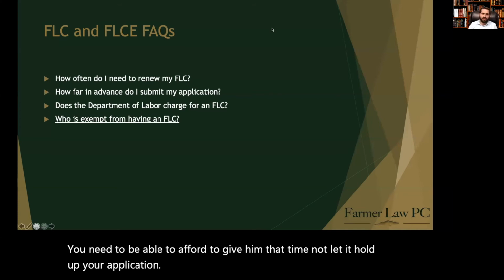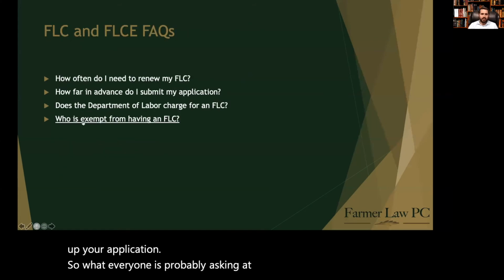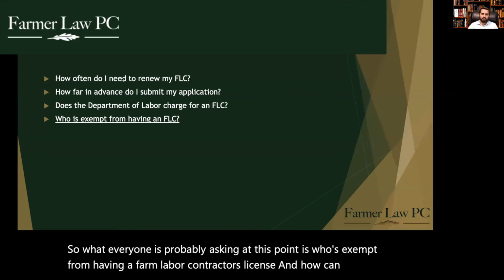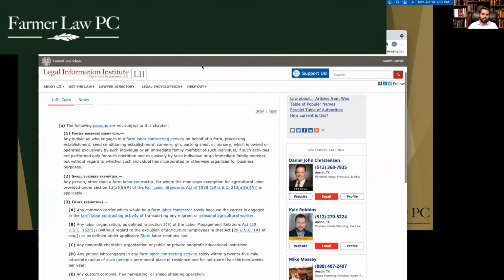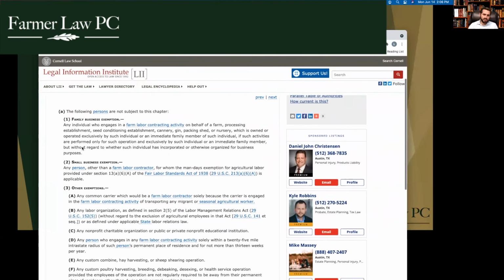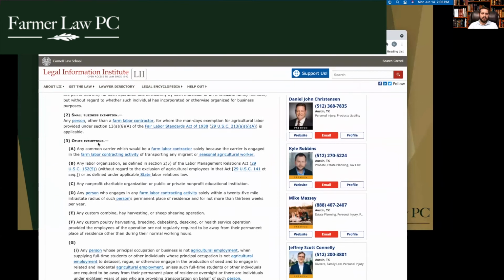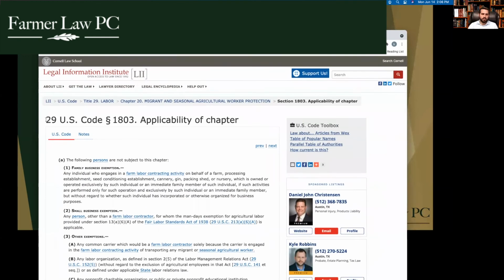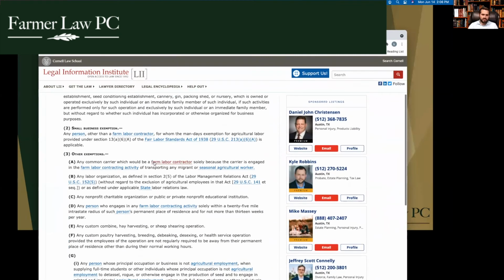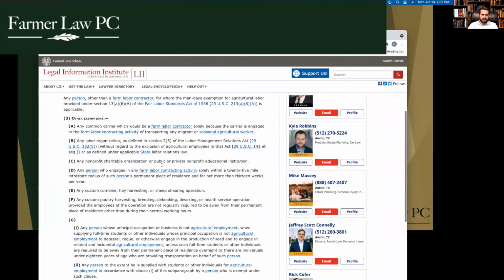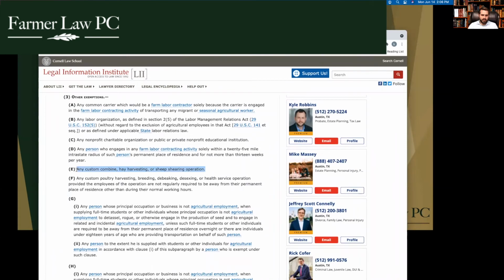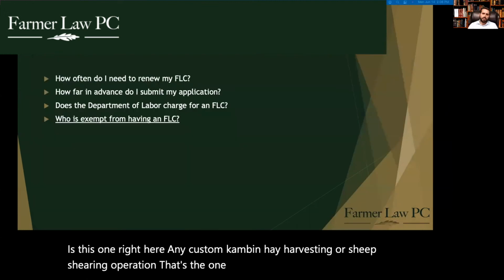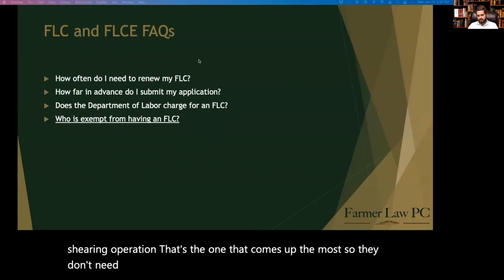So what everyone is probably asking at this point is, who's exempt from having a farm labor contractor's license, and how can I possibly be them? Well, these are the people that are exempt, the family business exemption, small business exemption. And if you want to find these, because I'm not going to read all of them, 29 USC 1803. The one that comes up the most is this one right here. Any custom combine, hay harvesting, or sheep shearing operation. That's the one that comes up the most. So they don't need an FLC or FLCEs.